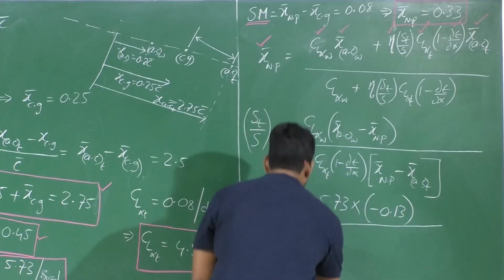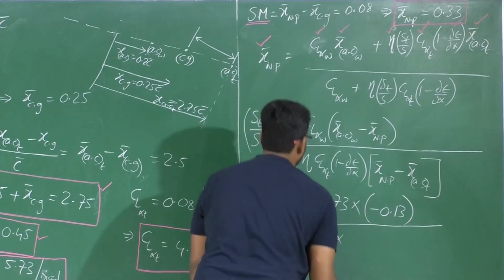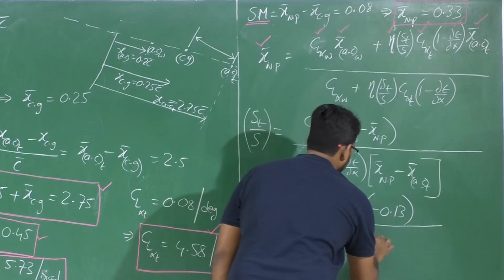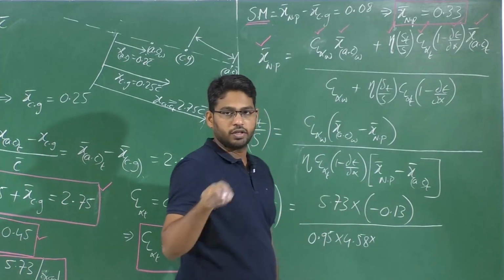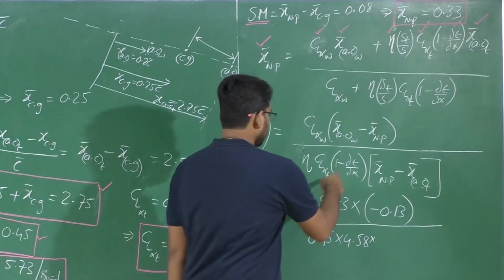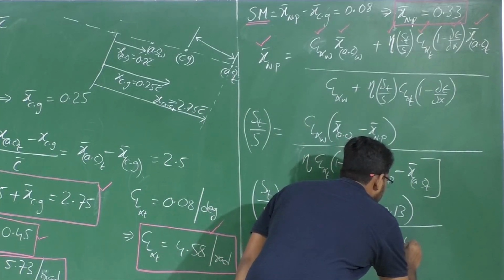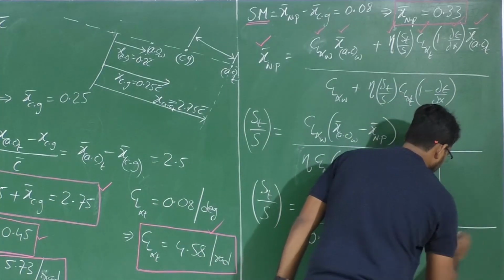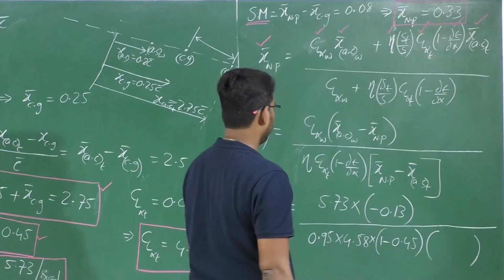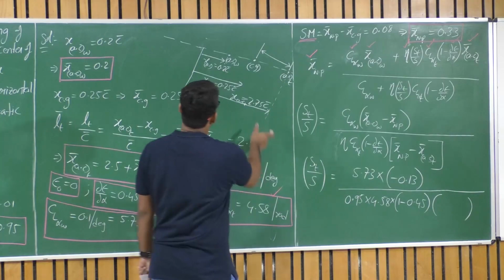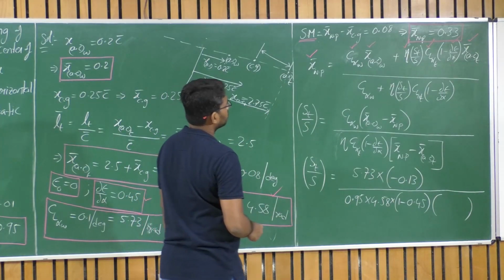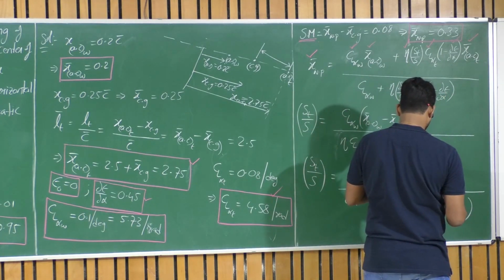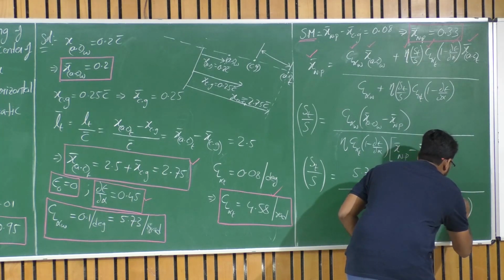so eta is 0.95 from the given data, and CL alpha of tail is 4.58. We converted into per radian multiplied by this correction factor due to induced downwash from the wing, right? So this is 1 minus 0.45, which is 0.55 I guess, multiplied by the distance between the neutral point and the aerodynamic center of tail, which is again 0.33 minus 2.75, which is minus 2.42.